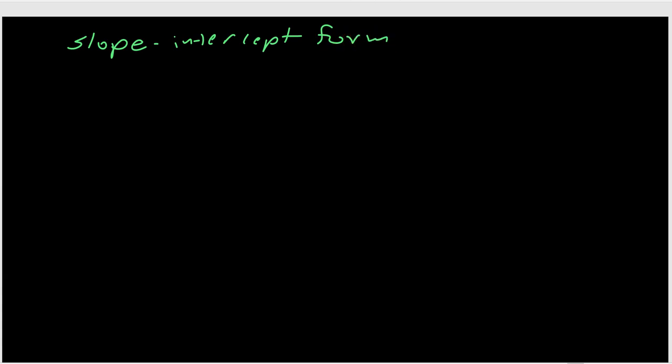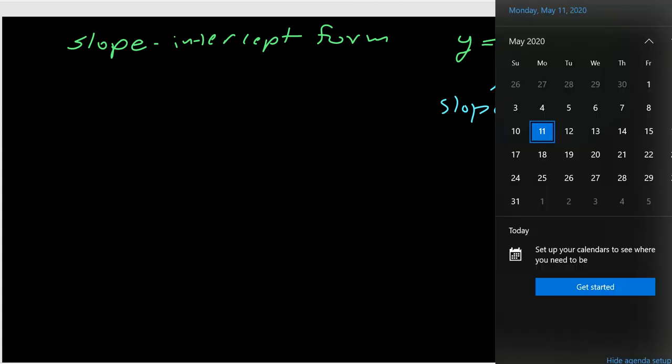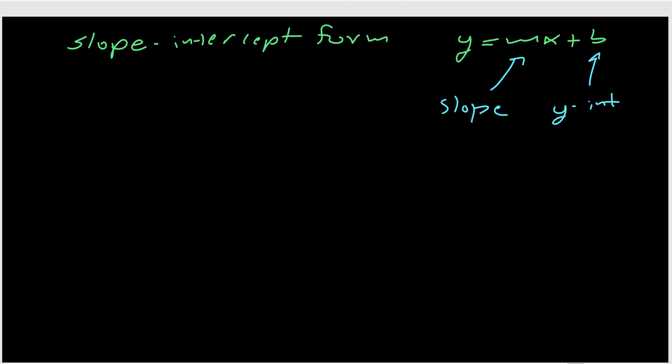This is the one you're probably most familiar with, and that's y equals mx plus b, where m is the slope of the equation, okay, and b is the y-coordinate for the y-intercept. So it has a y-intercept that looks like 0 something.